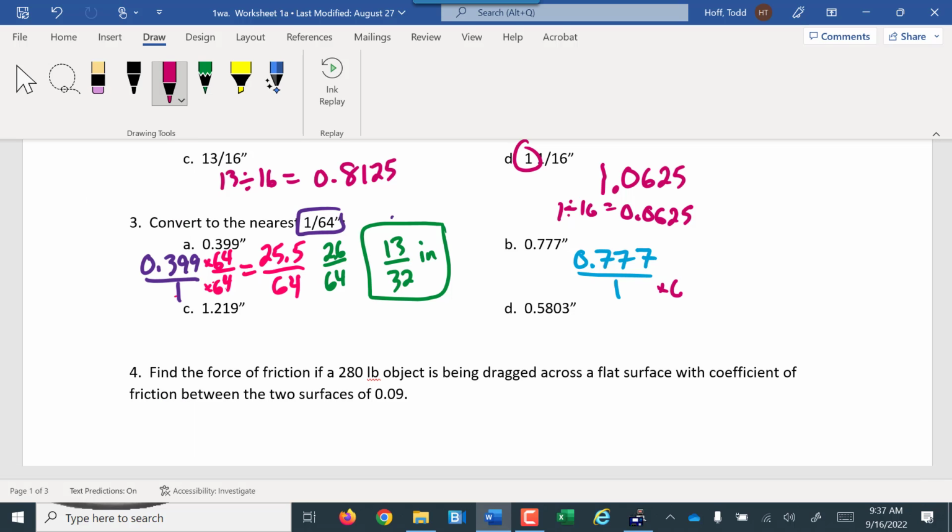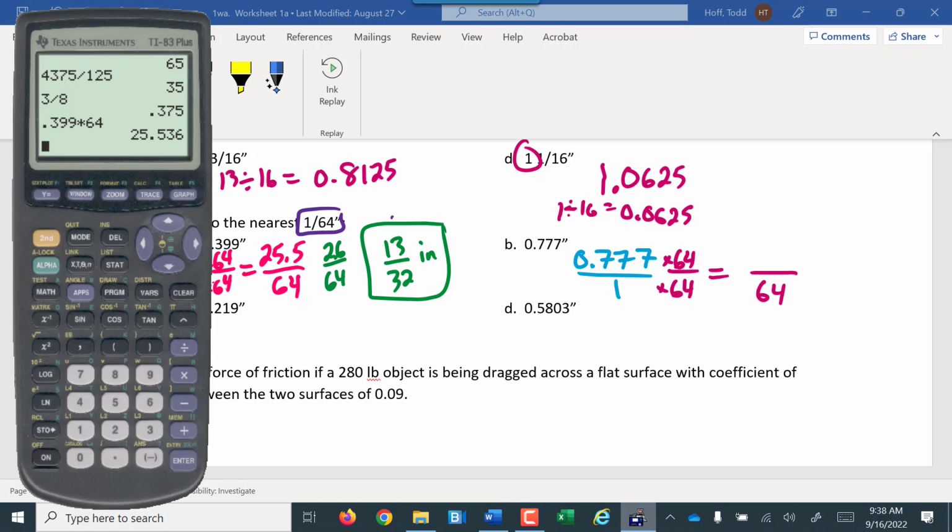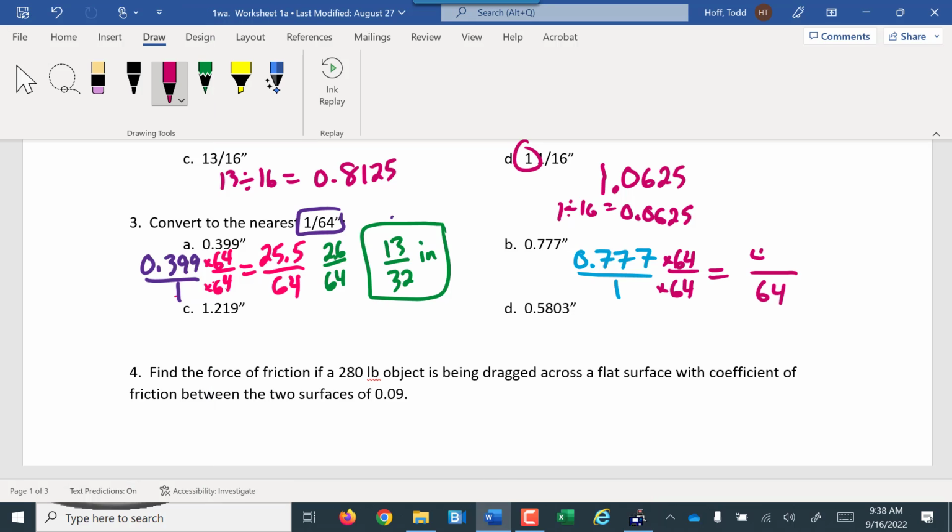So anyway, here we're going to multiply by 64 over 64 again. The 0.777 times 64 is 49.7, which rounds to 50. You got it. And of course, we'll reduce that to 25/32.